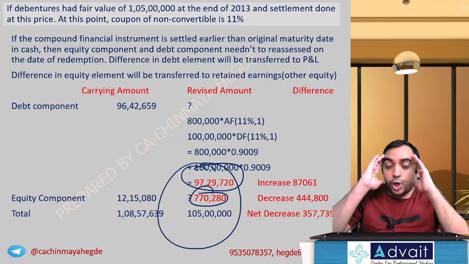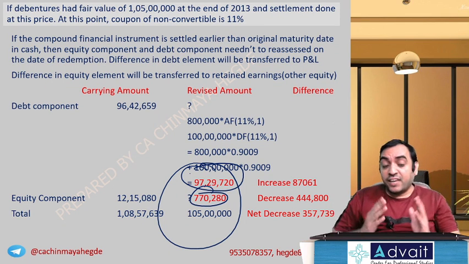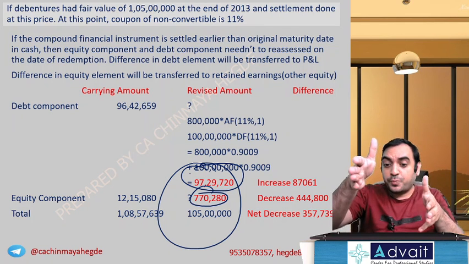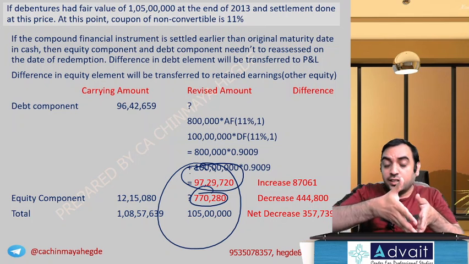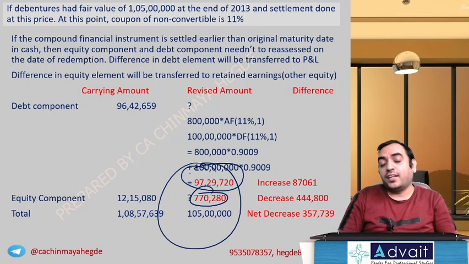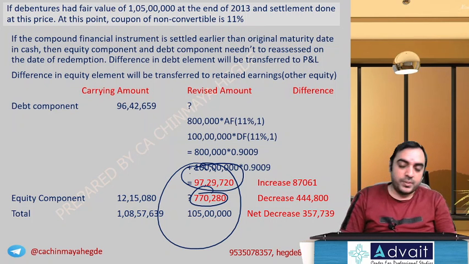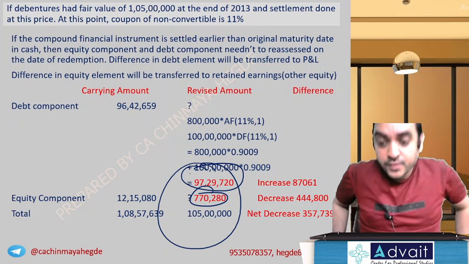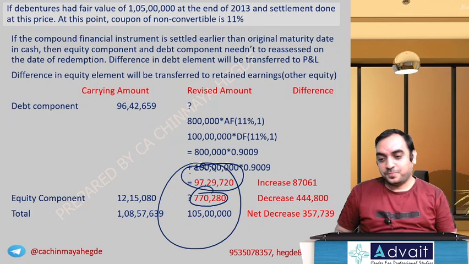That's one concept, always keep it in mind. Relevant for debt, it always goes to P&L. Relevant for equity, whether compound or in general, the equity component always goes to the balance sheet. I mean, other equity directly, or the reserves and surplus, or capital, whatever it may be. Only for debt component, it comes in P&L account.